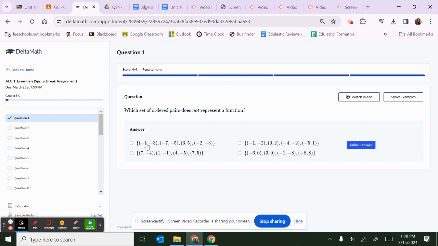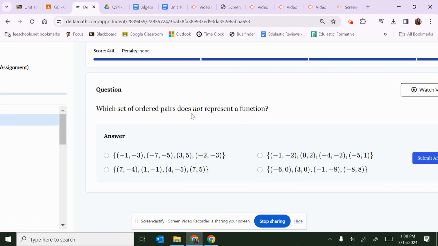All right. Here we see some ordered pairs, and it's asking us which one does not represent a function. For something to be a function when you have ordered pairs, when you have numbers like these, the x values cannot repeat. All right. If the x values repeat, then it's not a function. So when I look at this, do the x values repeat for this one? We have a -1, a -7, a 3, a -2. The x values do not repeat, so this is a function.